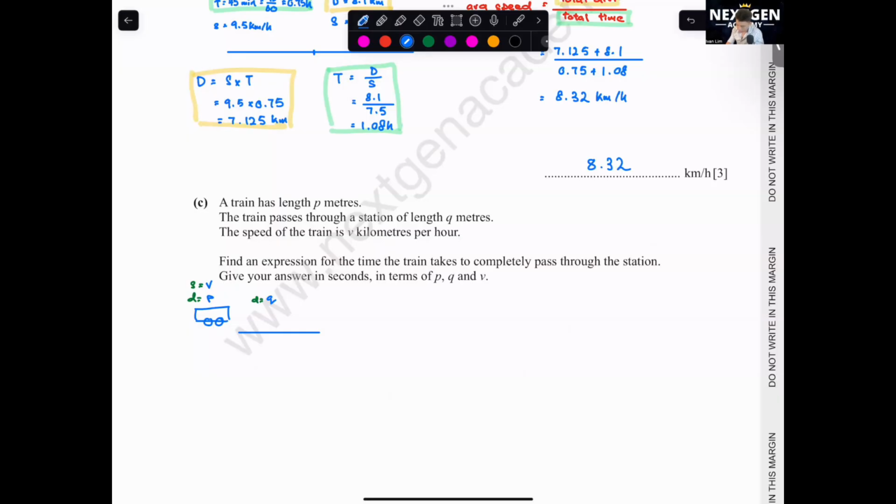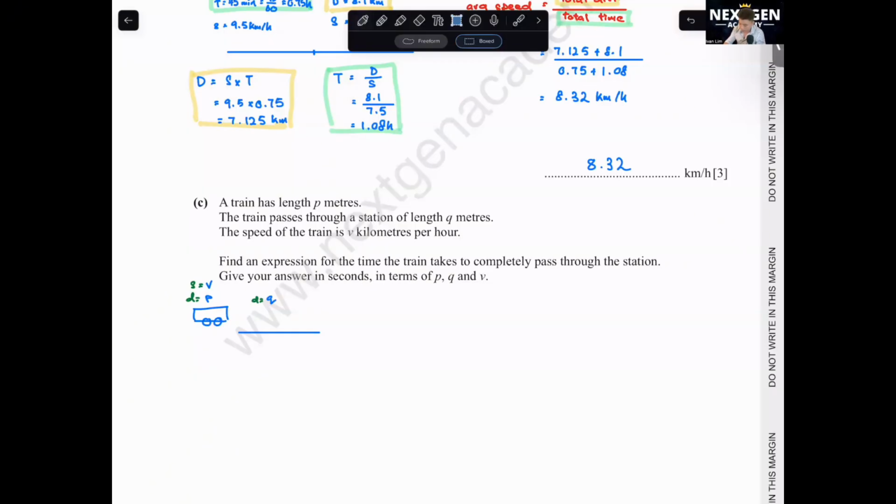They want you to find the time. So a lot of students will get confused. The D, which one do I take? You need to remember for this question, they say completely pass through means this train needs to clear off, P plus Q, for the entire train to go through the entire track. If you don't know this, just remember: it's the entire length of train and the entire length of the track.